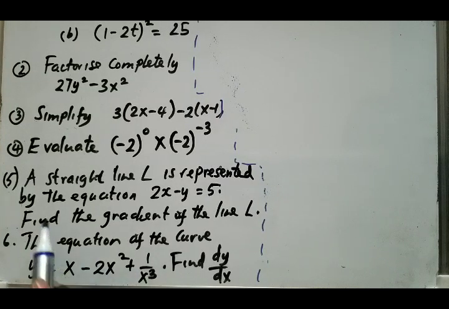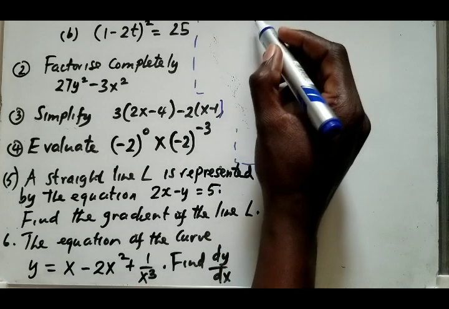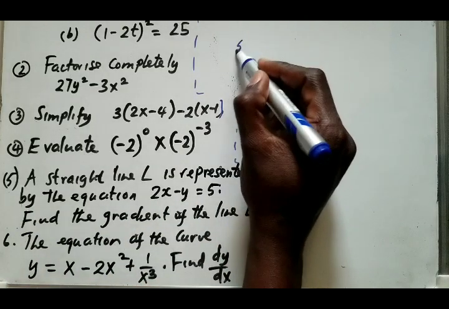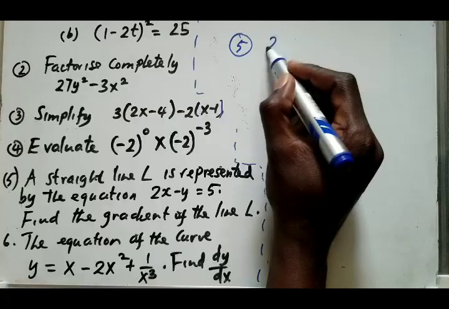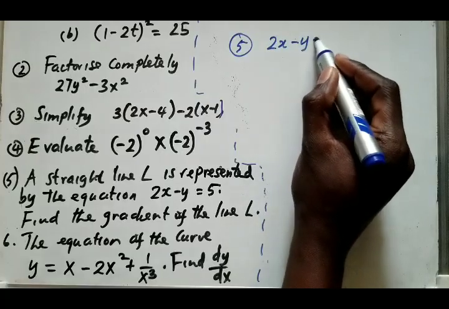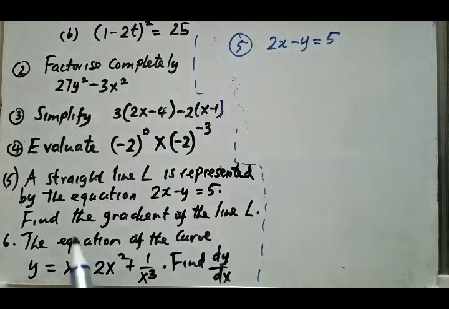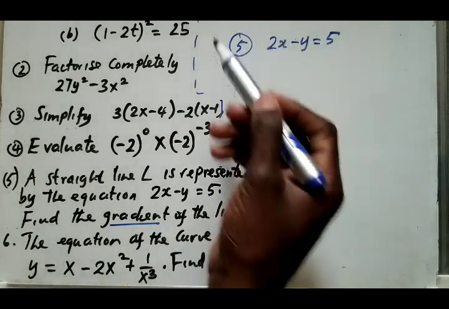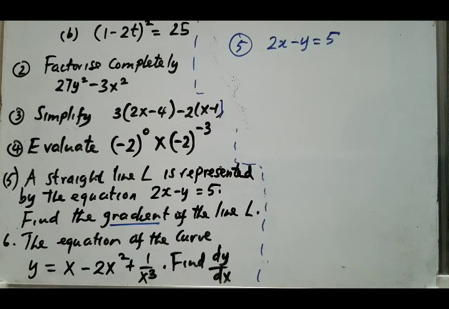The question says a straight line L is represented by the equation 2x minus y is equal to 5. Then the question says find the gradient of the line. So they just want you to find the gradient from the line they have given you. How do you need to go about it?